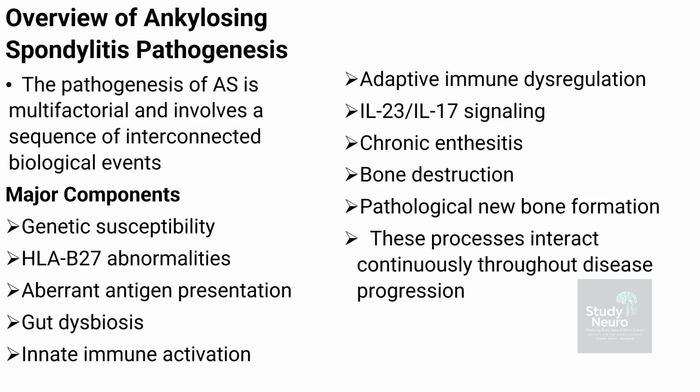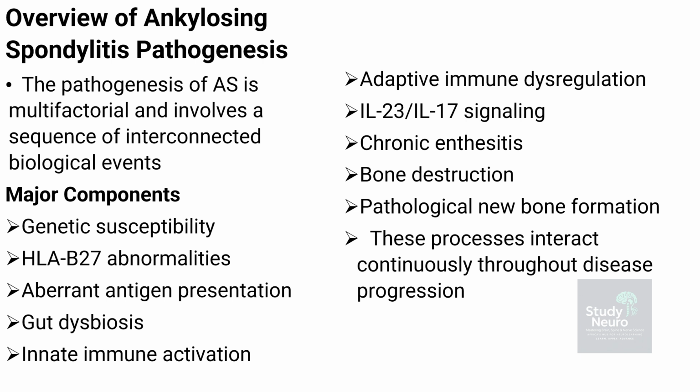The development of ankylosing spondylitis is not driven by a single event. It is a multi-step process. The disease begins in people with a genetic predisposition, particularly those carrying the human leukocyte antigen B27 gene, and then progresses through abnormal antigen presentation, changes in the gut microbiome, and activation of both the innate and adaptive immune systems, which together sustain chronic inflammation.